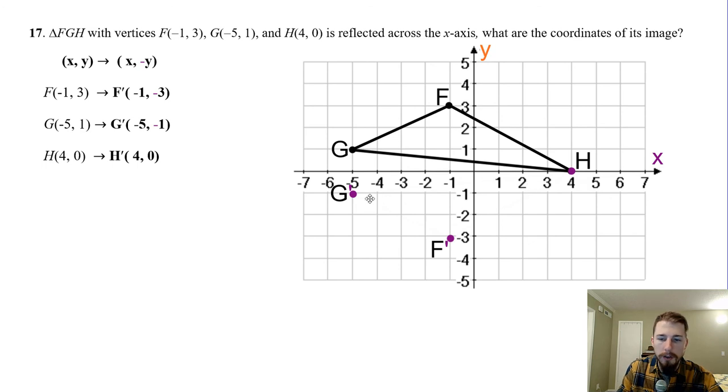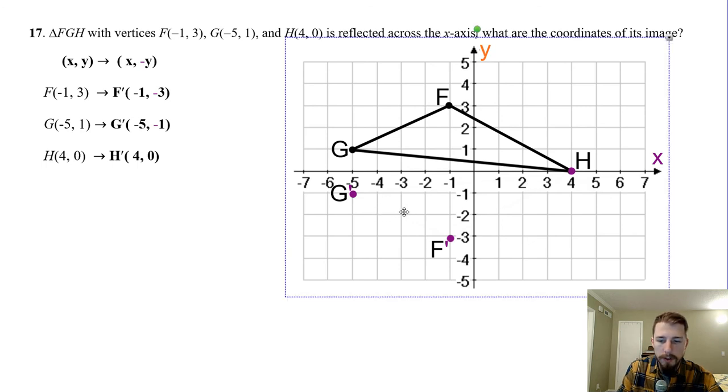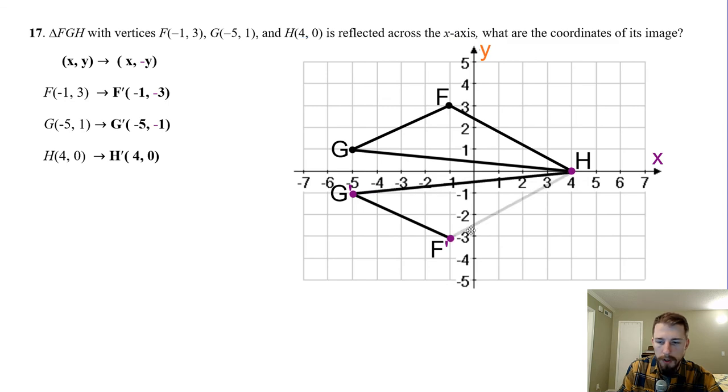And then we can connect our lines. So connect the lines going across there, and that should be it, pretty much.